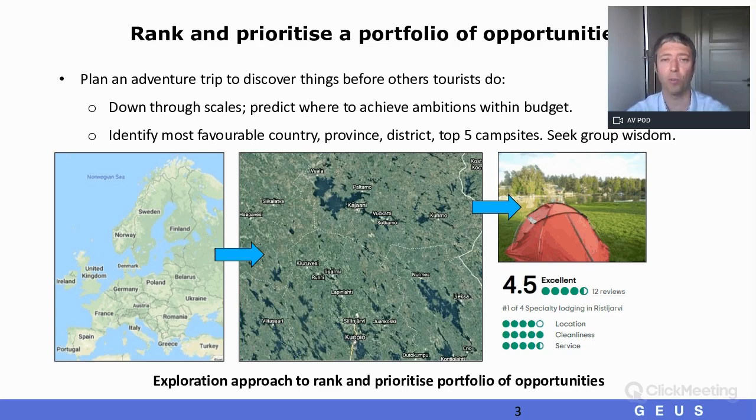Before I do that, I'd like to give you a little bit of context. If we were planning an adventure trip to go and discover things before other people do, what we would do is have a screening method to work down through scales to predict where we can achieve our holiday ambitions within our budget. We'd identify the most favourable country, and then the most favourable province, and then district, and then maybe the top 5 campsites within it, using group wisdom from a range of different stakeholders. And this is an exploration approach to rank and prioritize a portfolio of opportunities.